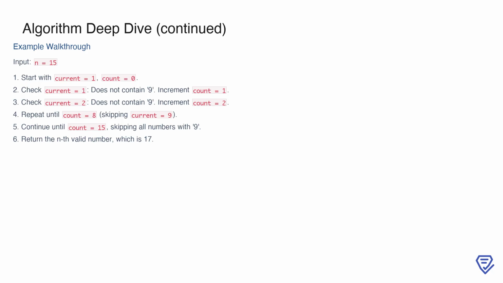To clarify the algorithm, let's walk through an example with n equals 15. We begin with current equals 1 and count equals 0.